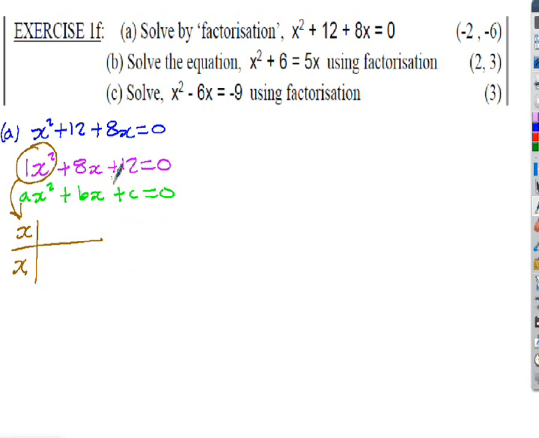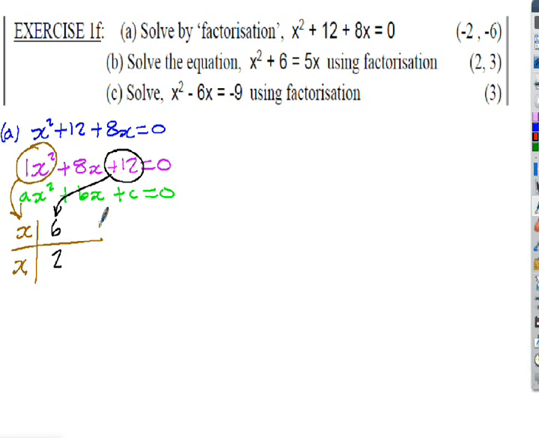Now because the constant 12 is positive, I know that the signs in both of the brackets are going to be the same, and because I've got a positive for my constant b, my positive 8 here, I know they're both going to be positive. So I'm going to try in this case 6 and 2. So 6 multiplied by 2 would give me 12. So my factors of 12 shown here in this case are 6 and 2.